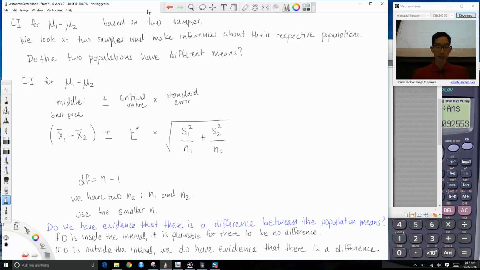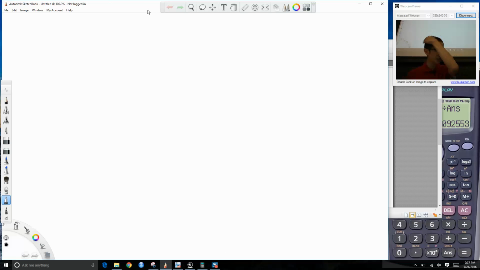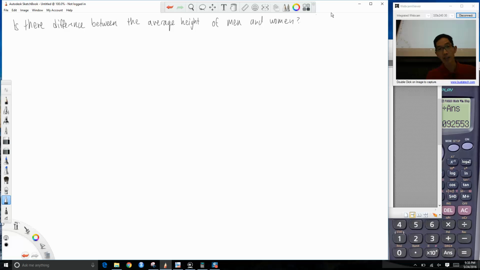Okay, let's try an example here. Here's a silly question: are men on average taller than women? Or is there a difference between the average height of men and women? This is kind of silly because we already know the answer is yes, right? I don't think anyone's going to object here.